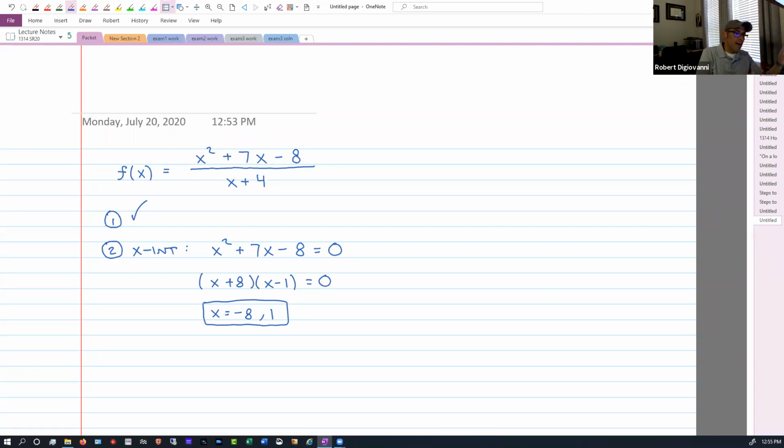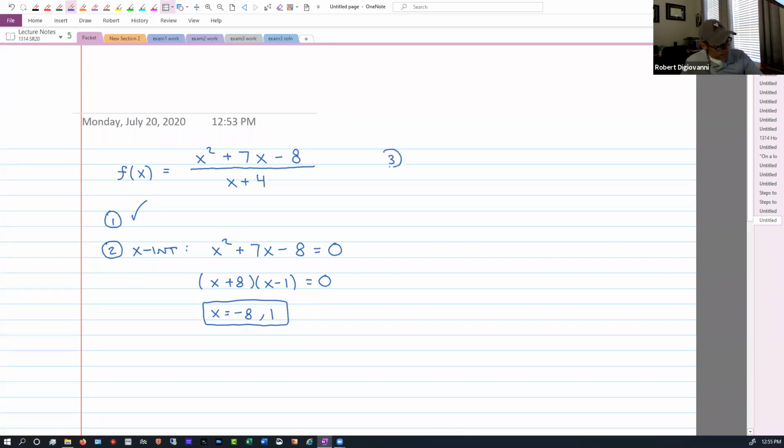What are these on my graph? They're X-intercepts, right? So when I draw them, what do they give me? They give you 2 points on the x-axis. That's it, right? 2 points, that's it. Okay, 2 points on the x-axis, that's all of them.